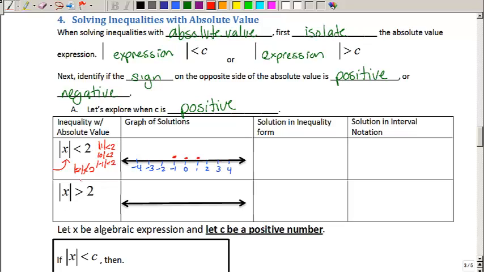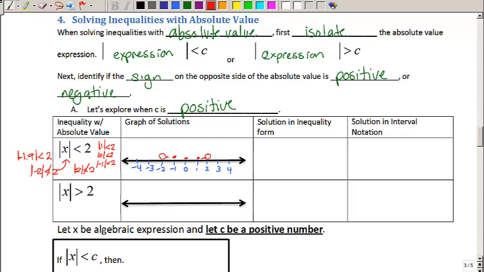But 1.99999, the absolute value of 1.99999 is. So I'm allowed to get really, really, really close to 2, but not equal to 2. The way we denote that is with an open circle. Similarly, the absolute value of negative 2 is not less than 2. So we're going to have an open circle here. But the absolute value of negative 1.9 is less than 2. So I'm allowed to go any value in here.